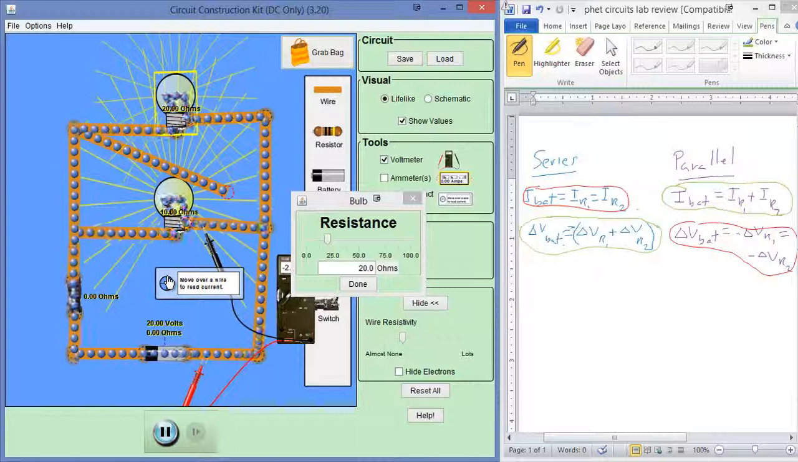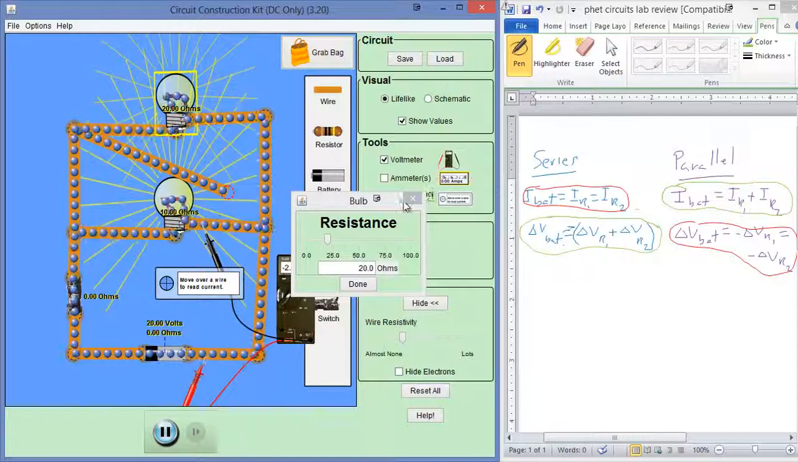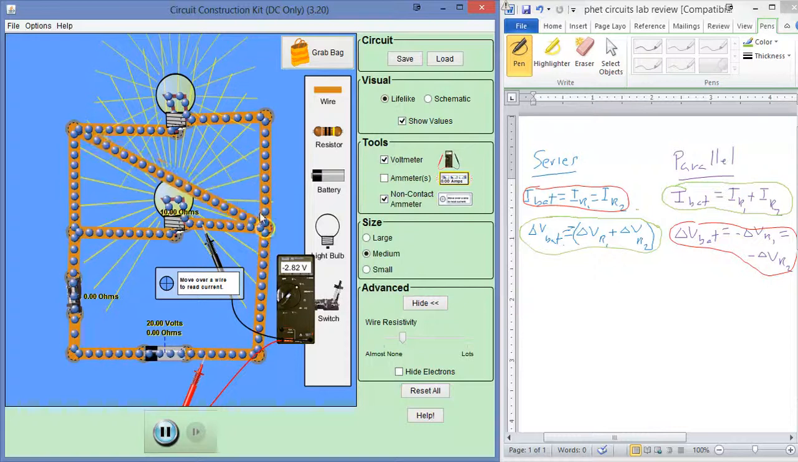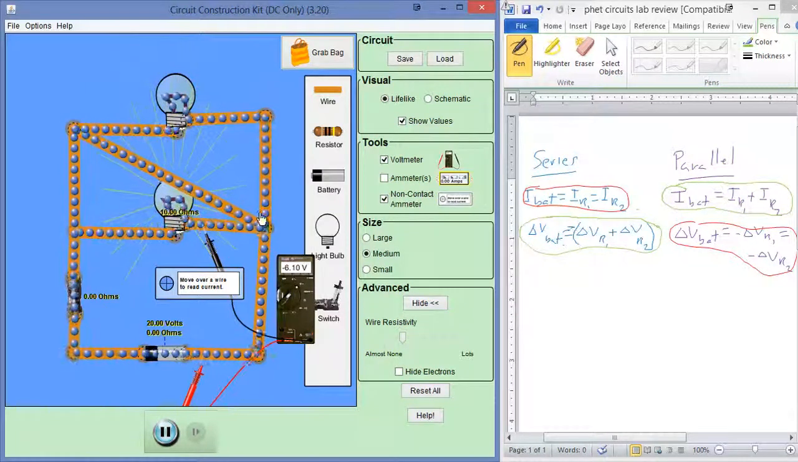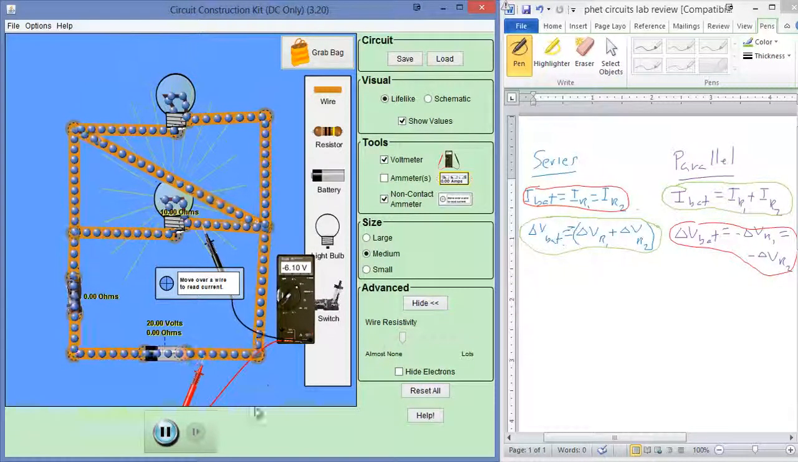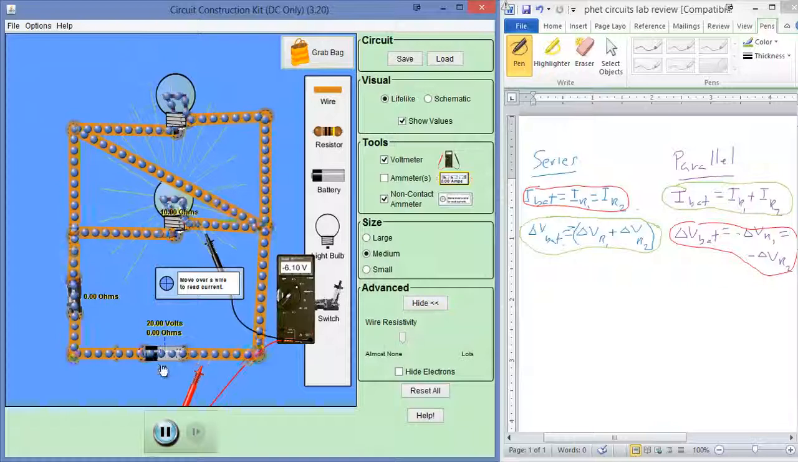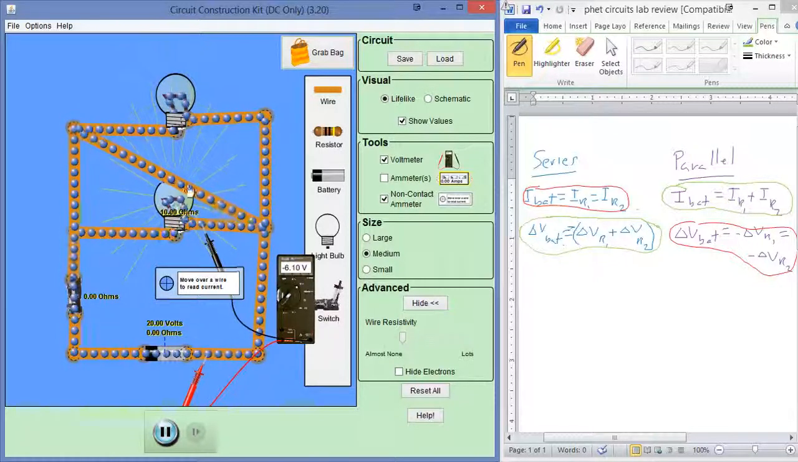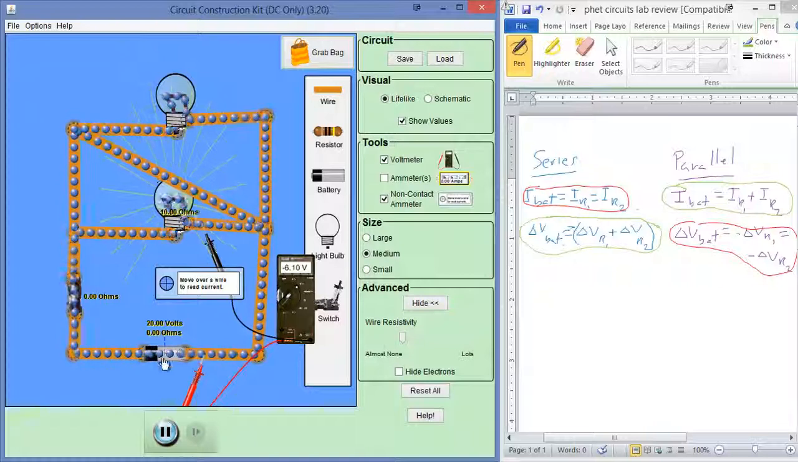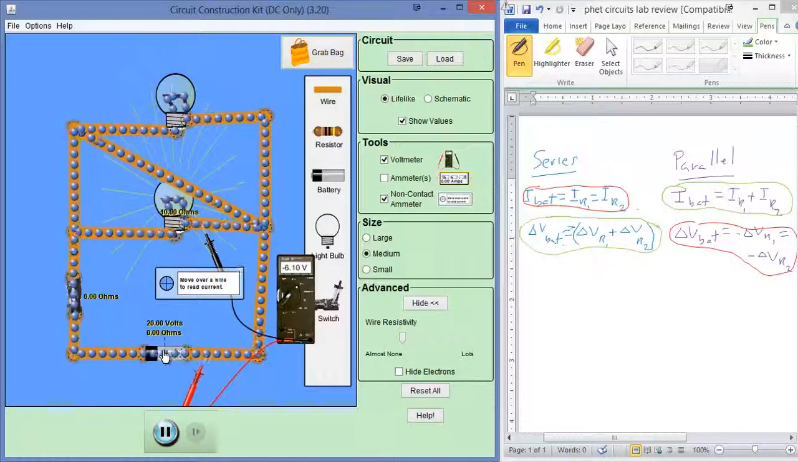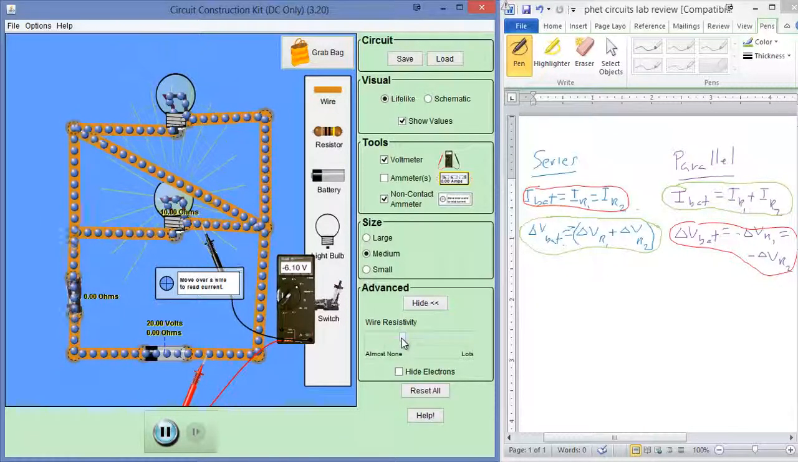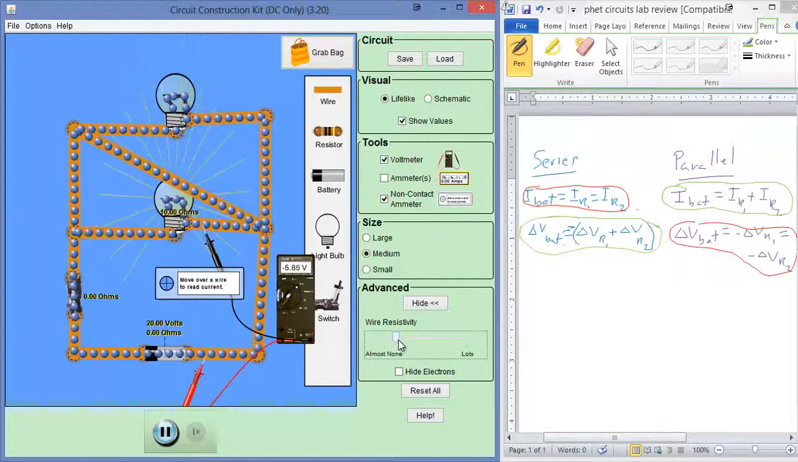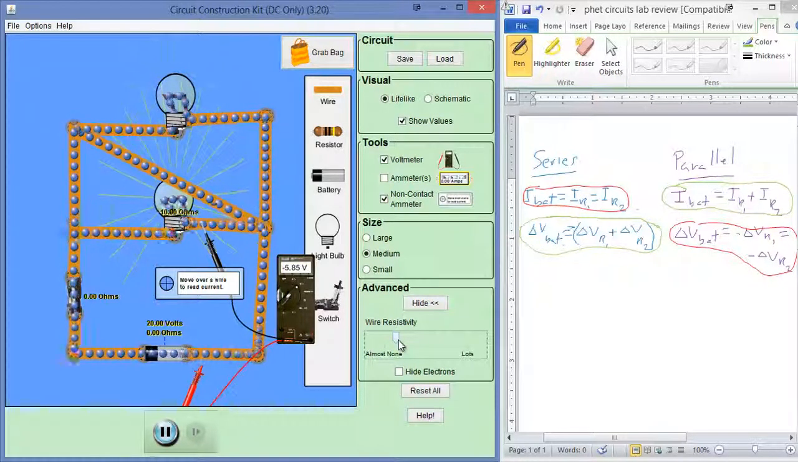Okay, now let's bring back that short. Here we go. Okay, well, at least our battery didn't catch on fire this time. So apparently these wires have enough resistance that we're not getting a crazy amount of current going through the battery. As I decrease the resistance of the wire, we can see these electrons starting to pick up their speed.